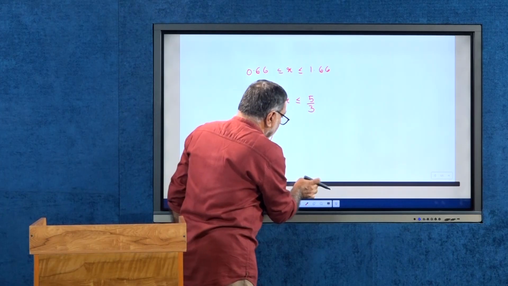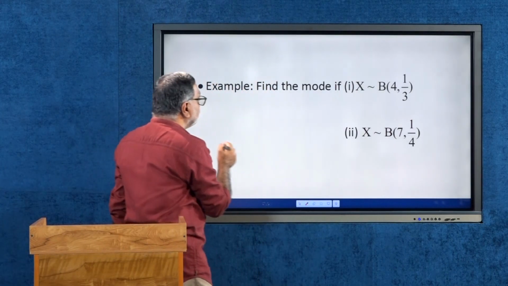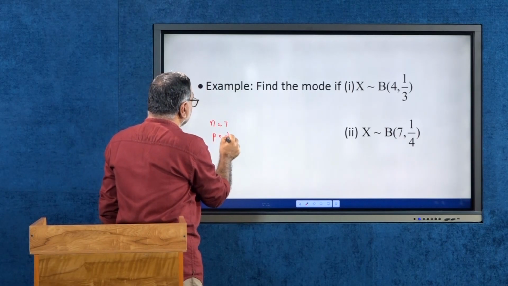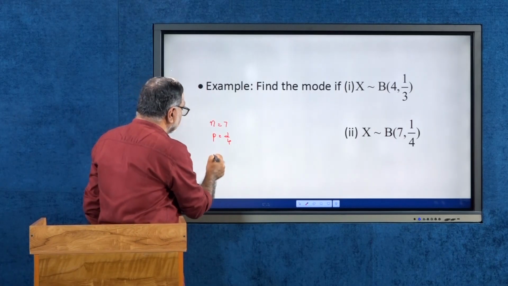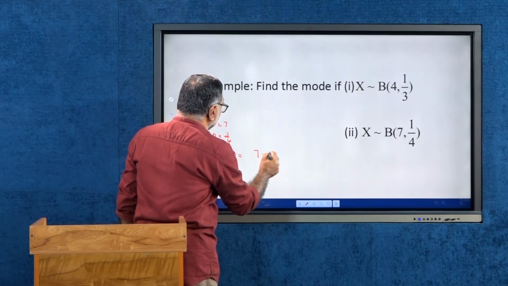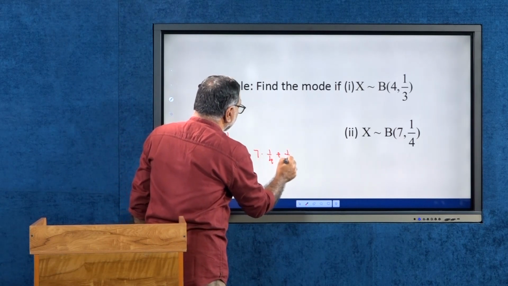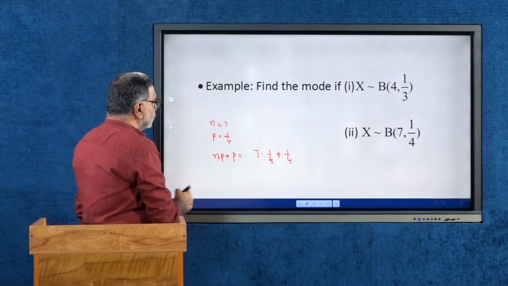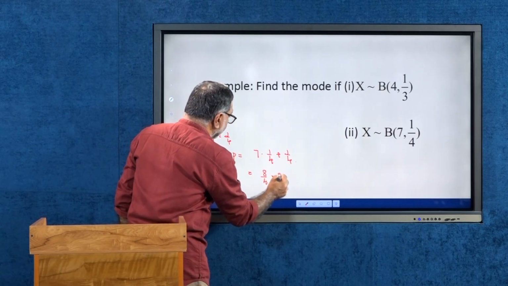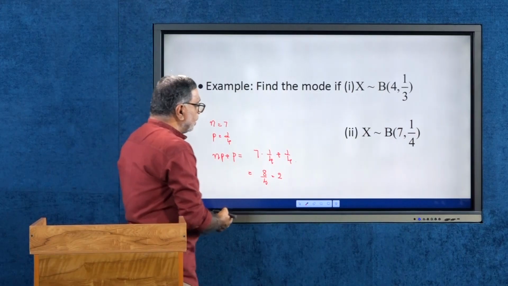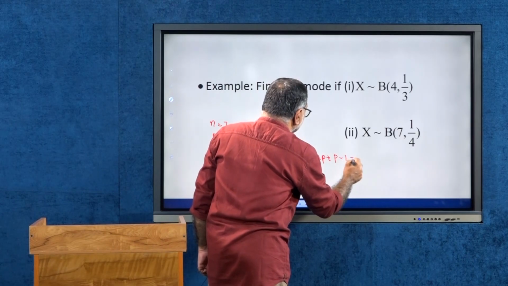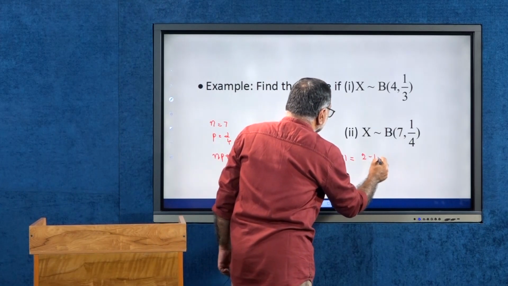Similarly, for the second example, binomial with n equal to 7 and p equal to 1 by 4. Here also you find np plus p. np plus p means 7 into 1 by 4 plus 1 by 4, so that is 8 by 4, that is 2. So, np plus p is 2 and np plus p minus 1 is equal to 2 minus 1, that is equal to 1.